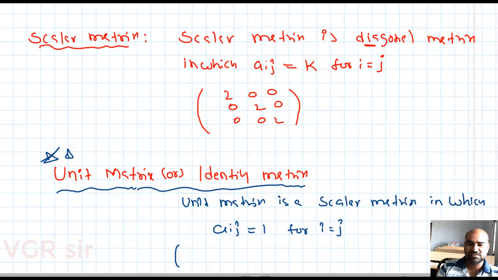I will write, see here: 1 0 0, 0 1 0, 0 0 1. What happened? First of all, these are diagonal elements, a diagonal matrix. After this is a scalar matrix. Now the new one is the unit matrix. Principal diagonal elements are all equal to 1 and the rest of the elements are 0. Such a matrix is called a unit matrix. Okay. Next, important.